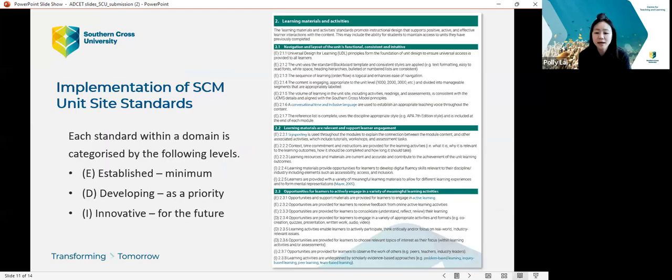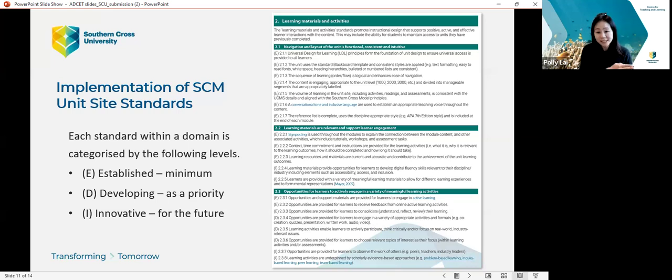Regarding the implementation of these standards in the Southern Cross Model, under each domain we categorize the standards into three levels. The first one is the established level, which is the minimal requirement for a unit before going online. So all units, before they go online, need to meet the minimal standards. And the educational designers in the Centre for Teaching and Learning will make sure they all meet the minimal standards before they go online.